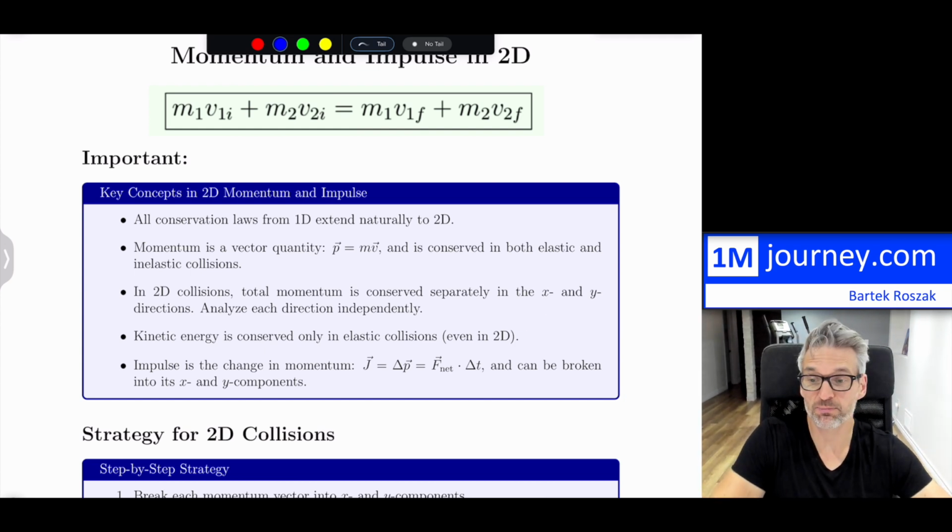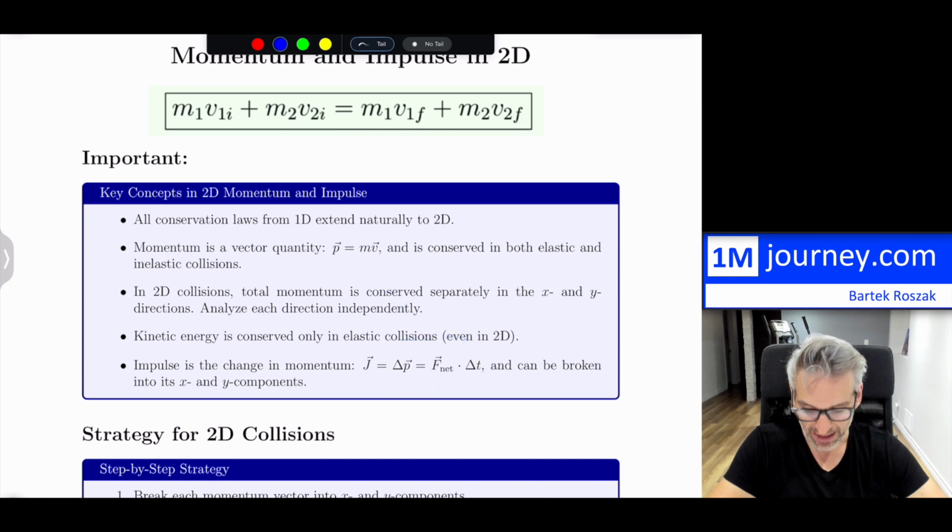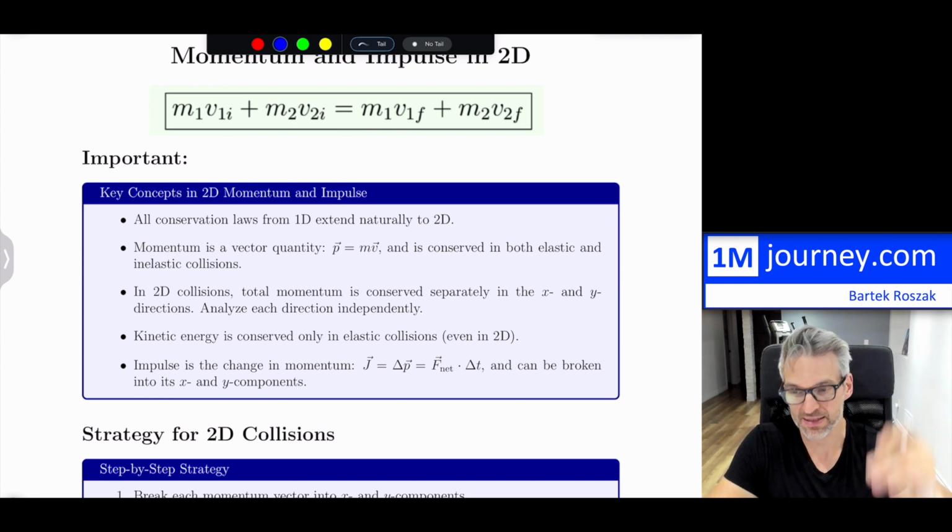Now, in terms of impulse, well, impulse is defined in the following way. It is the change of momentum that we have. And again, it can be broken down into its x and y components. So that, again, does not really change. It's just a matter of knowing how to break these things down.